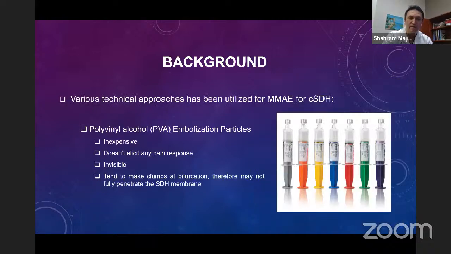In the past several years, various techniques have been utilized and described for subdural hematoma embolization of MMA. The majority of the previously reported cases used PVA embolization particles. The advantages of these particles are that they are inexpensive. They do not elicit any pain response. Therefore, the procedure can be done under max sedation. However, they are invisible, so it is a little challenging to see where exactly the small particles are going. They also tend to make clumps at bifurcations, therefore they may not necessarily fully penetrate the subdural membrane.